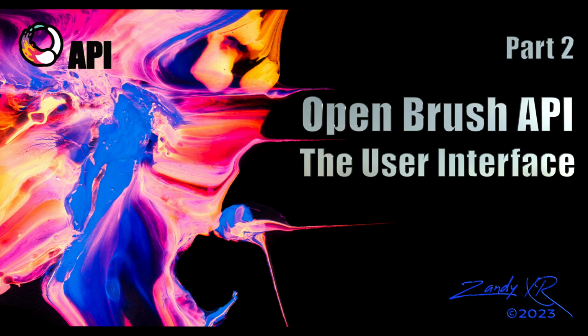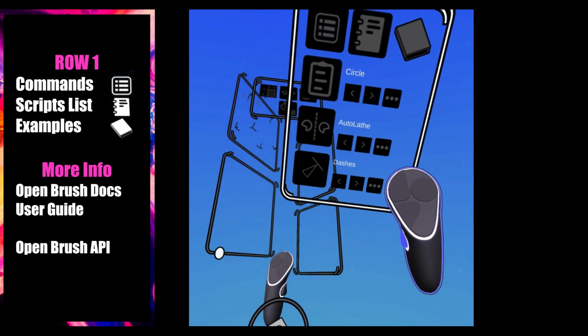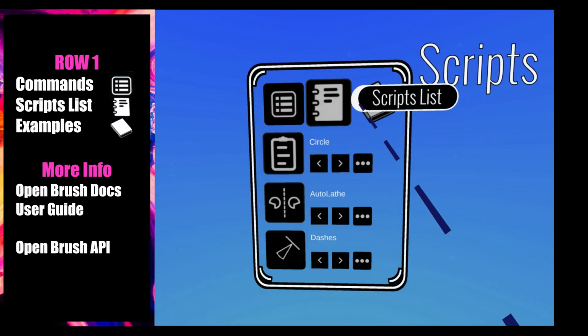We're covering the user interface today. We will be focusing on the scripts panel. The first row of the scripts panel has to do with all the commands, the script lists, and the examples provided by OpenBrush.